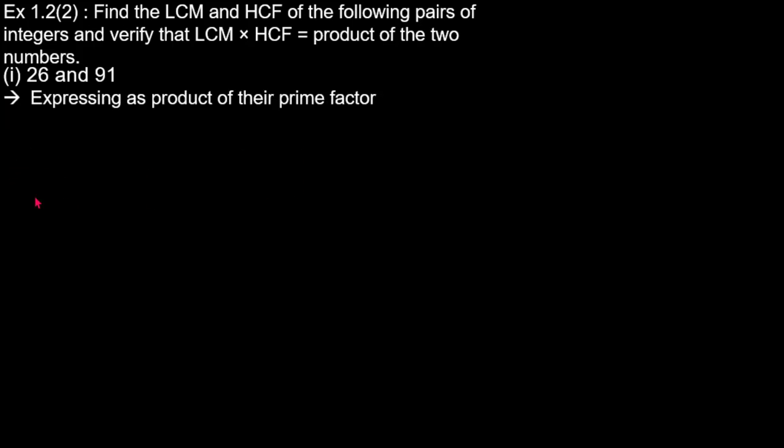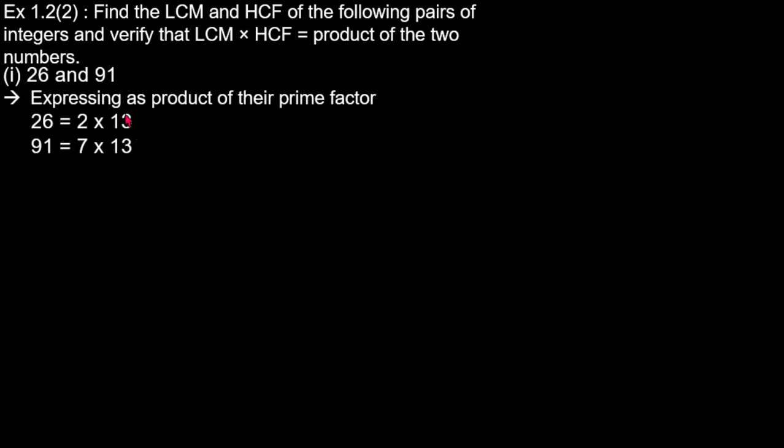Exercise 1.2, second question from the NCERT textbook. Find the LCM and HCF of the following pairs of integers and verify that HCF into LCM equals the product of the two numbers. We have to find HCF and LCM and also verify this formula. The first is 26 and 91. Let us express each of them as a product of prime factors. 26 can be represented as 2 into 13. This is prime, this is also a prime number. And 91 is not divisible by 2, 3, 5, so we divide it by 7. It goes 7 into 13, and both are prime numbers.